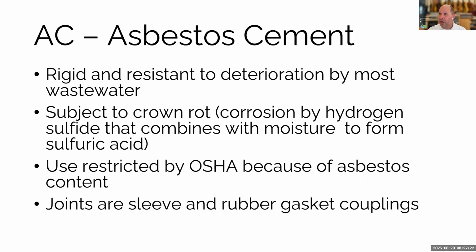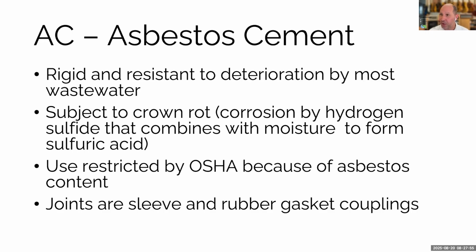called crown rot. If you don't know what that is, remember the crown is the top part of the pipe on the inside. Hydrogen sulfide is a natural byproduct of the bacteria that are in sewage, and it's wet on the inside of a pipe. If you've been in a manhole, it's really humid in there. That hydrogen sulfide will combine with moisture on the top of the pipe on the inside, and it'll turn into sulfuric acid. It's very dilute, but sulfuric acid, given enough time, will eat through just about anything.